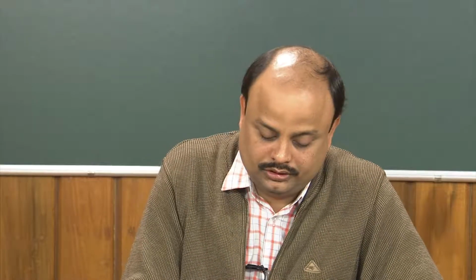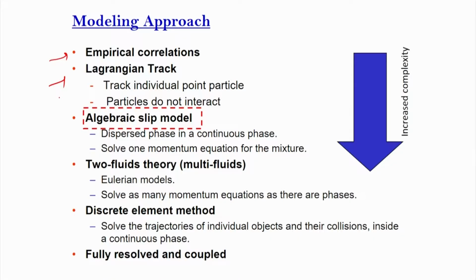Okay, welcome back. In the last class we were discussing the different modeling approaches, and I said what the advantage and disadvantage of each modeling approach is. We have already covered empirical correlation and Lagrangian track in the previous classes. Lagrangian track is the same: we solve Newton's second law of motion by taking the different forces into account, whether it is buoyancy, drag, or gravity. All those forces we are balancing with the momentum, so it is a force or momentum integral. That is what we are doing.